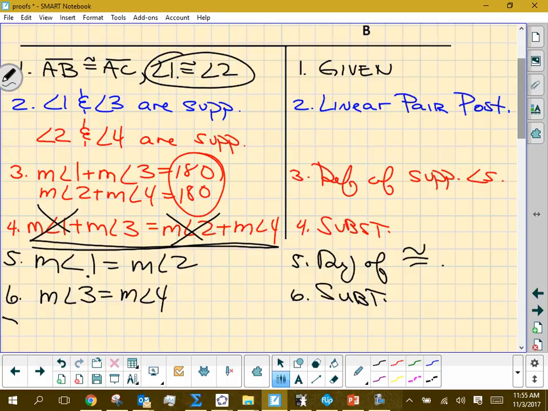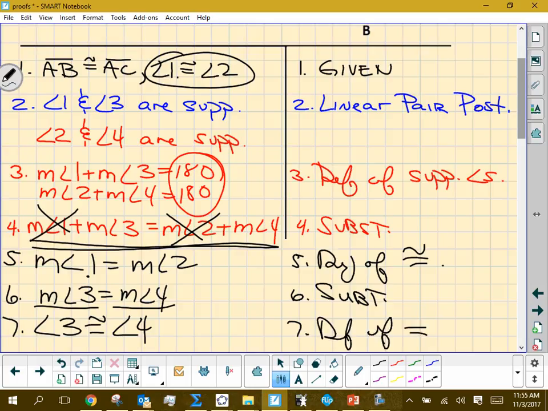And now I'm going to go back from that, because those are numbers. It might be like 30 degrees equals 30 degrees, or 24 degrees equals 24 degrees, whatever the measure is. So I'm going to go back to shapes and say angle 3 and angle 4 are congruent. And that's the definition of congruency.